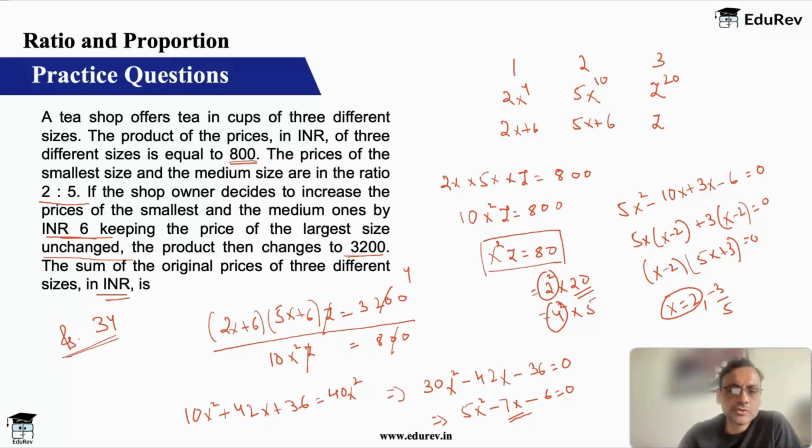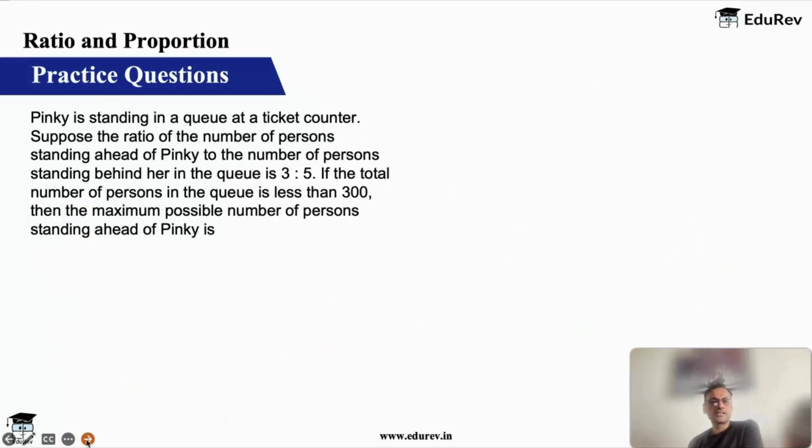This was the original price. What was the revised price? The revised price has increased by 12 rupees, 6 and 6, 12 rupees. So it will become 46 rupees. Okay, so this is the answer to the question. Let's look at the next one.